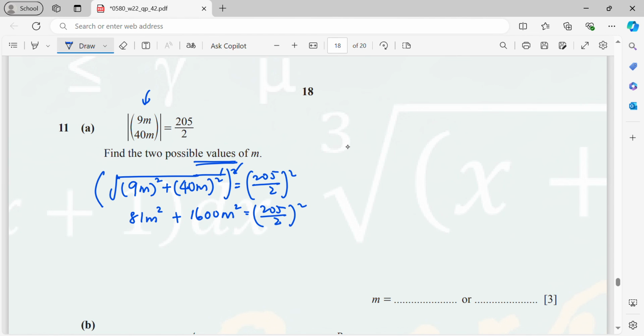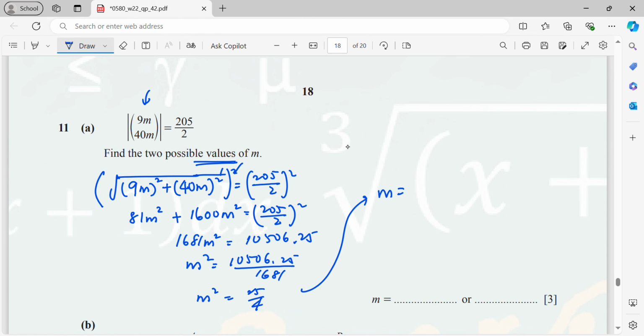And now to get the m, the left hand side, when I add the two terms, you will be getting this value. Right side, it will be 10506.25. Then now my m squared, when I divide, you will be getting 25 over 4. That's your m squared. And now here, the m is going to be plus minus the square root of 25 over 4. That will be plus minus 5 over 2.